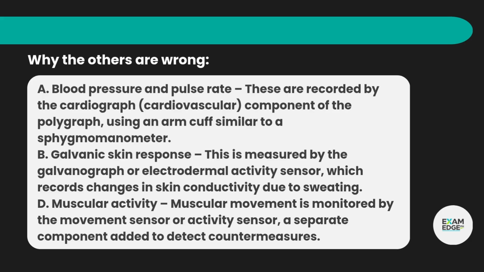Why the others are wrong. A. Blood pressure and pulse rate. These are recorded by the cardiograph, cardiovascular, component of the polygraph, using an arm cuff similar to a sphygmomanometer. B. Galvanic skin response. This is measured by the galvanograph or electrodermal activity sensor, which records changes in skin conductivity due to sweating. D. Muscular activity. Muscular movement is monitored by the movement sensor or activity sensor, a separate component added to detect countermeasures.